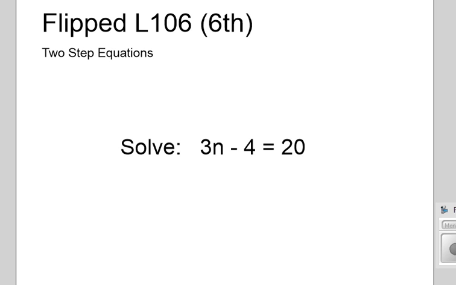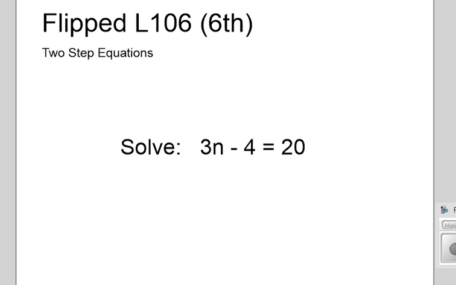We're looking at two-step equations. This is really getting us into the early steps of what you could really call algebra, and we can look at this idea today. On the board you see a very simple problem. It says 3n, which means 3 times n, minus 4 equals 20.